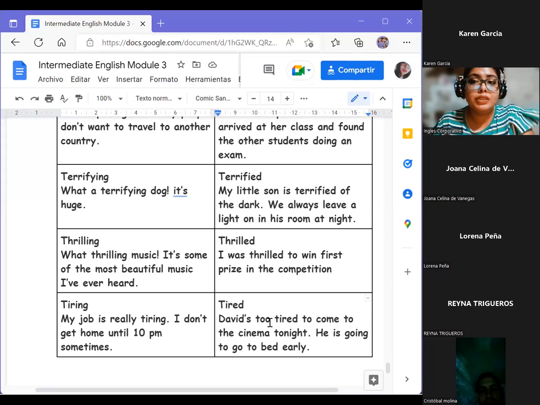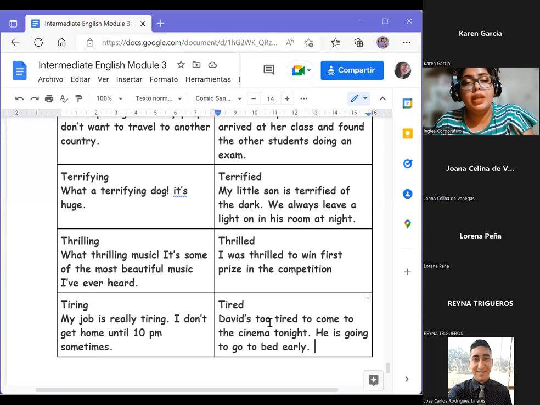Voy a escribir las oraciones en el documento. Ustedes tienen acceso libre al documento. Y voy a escribir los ejercicios. Y mañana, al entrar a la sesión, vamos a darle respuesta a esas oraciones.